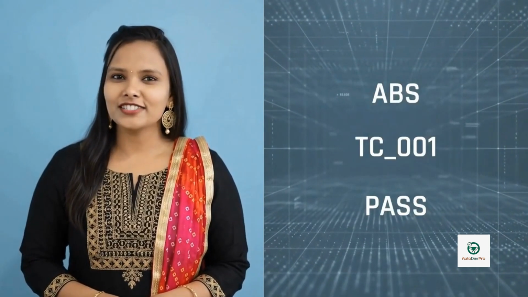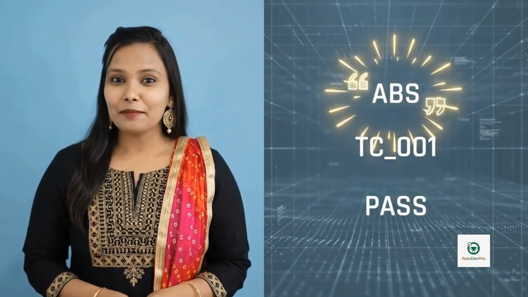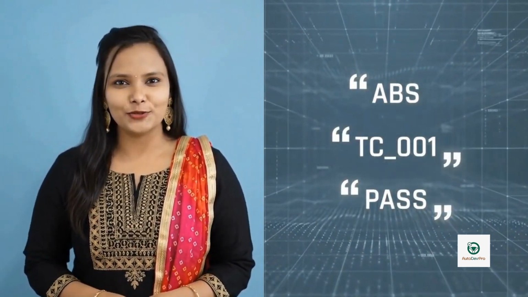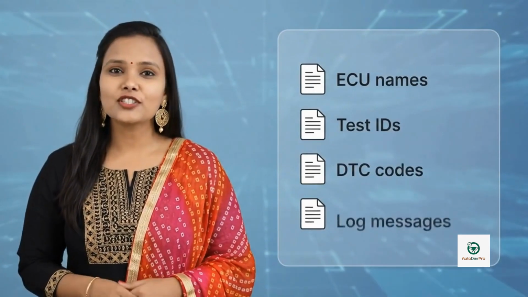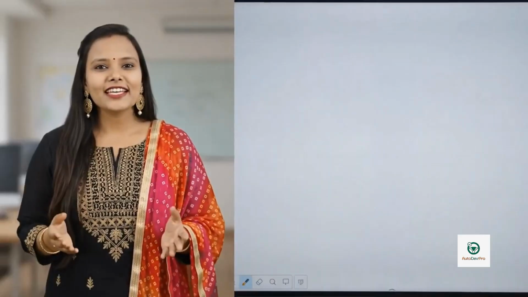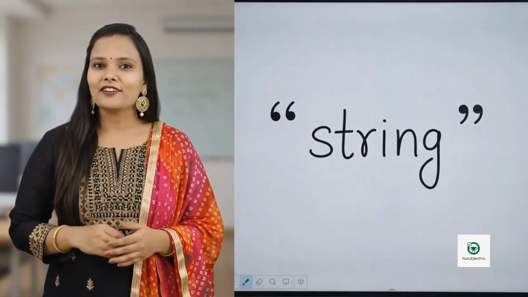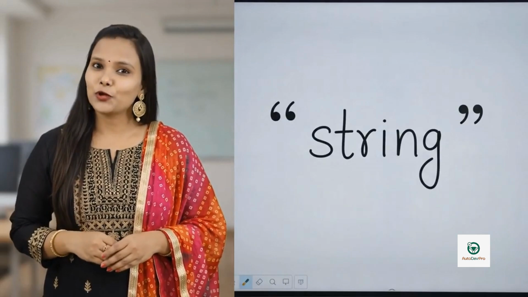But there's something important hiding in this code. ABS, TC_001, and pass are not just values. They are strings. And strings are extremely important in automotive scripting because engineers constantly work with text. A string is simply a sequence of characters. We normally write a string inside quotation marks.